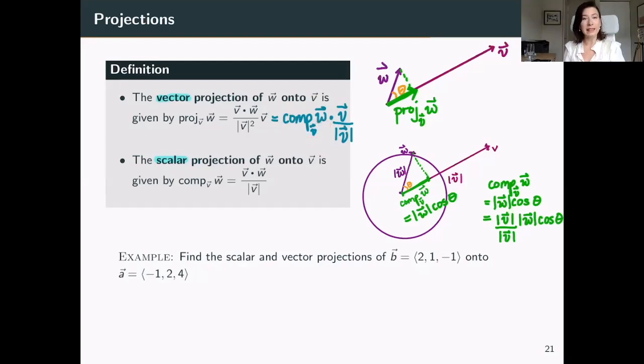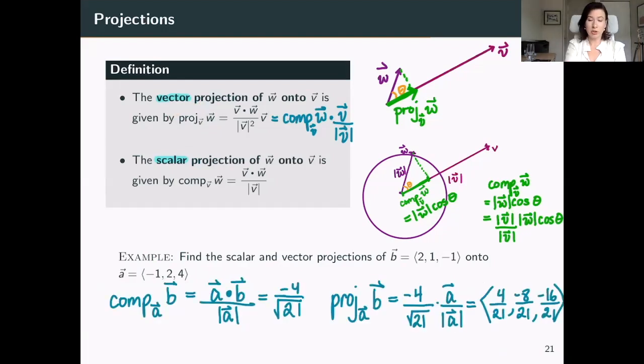I'm going to go ahead and let you compute the scalar and vector projections of the vector B given here onto the vector A given here. Be really, really careful about the order and what is being projected onto what. It can be a little bit confusing in reading the notation of the projection because this is the projection of W onto V. Be careful, work through this computation, and when you come back, I'll have it all done.